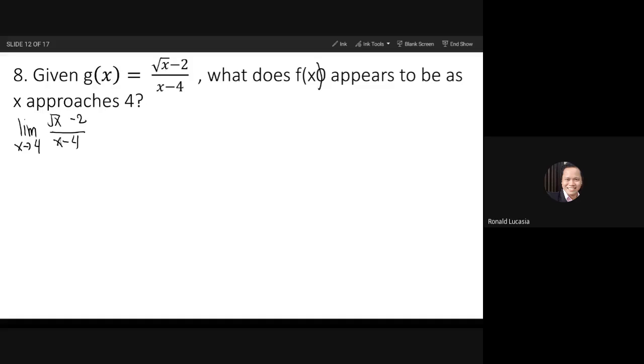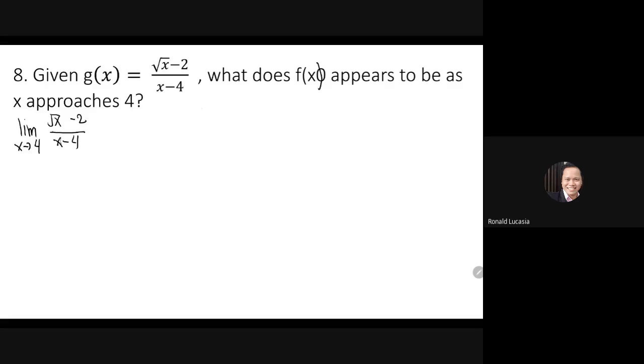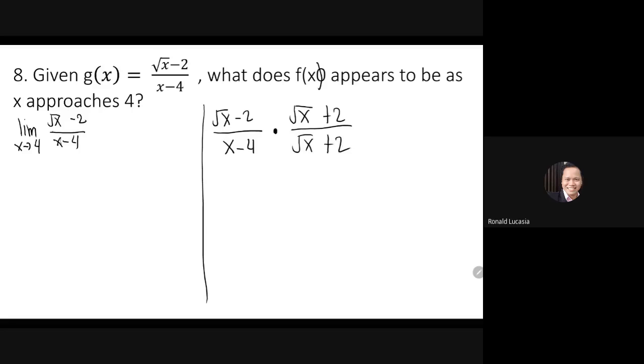But here, I'll be solving the square root of x minus 2 over x minus 4 as x approaches 4 by rationalizing the numerator. So the conjugate of the square root of x minus 2 is square root of x plus 2. So I'll be dividing my solution into two parts. The square root of x minus 2 over x minus 4, I multiply it by the conjugate of the numerator, which is square root of x plus 2. And then, when I simplify it, am I correct?